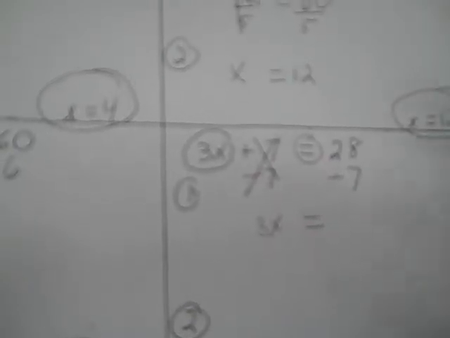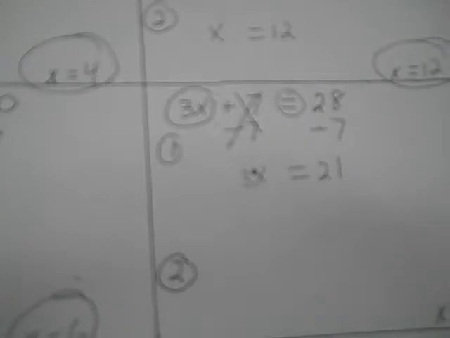Okay, so outside you got a plus 7, so I'm going to minus 7. Here's the equals. So we minus 7 to get rid of it. And I go to the other side, minus 7. So I drop my equals. So I have 3x. Then on the other side, 28 minus 7 is 21.